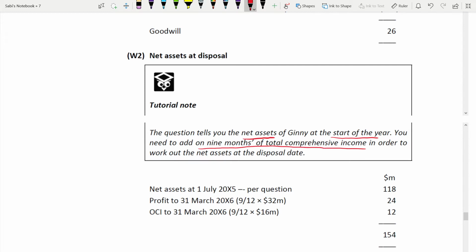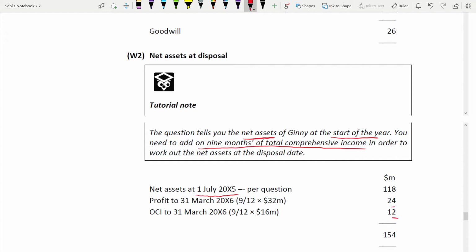That means profit plus OCI, total comprehensive income, in order to work out the net assets at the disposal date. Nine months you have to add, because only after those 9 months you are disposing. Understood? So that 9 months you have to add to get the closing net assets on the disposal date. So net assets at 1st of July per question, this is given in the question. Profit is 24 million and OCI is 12 million.